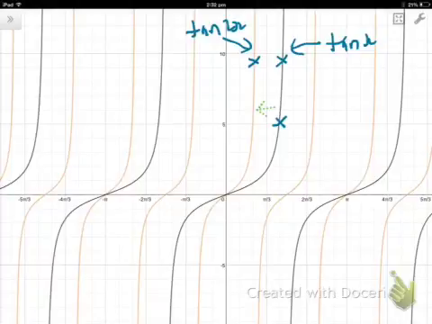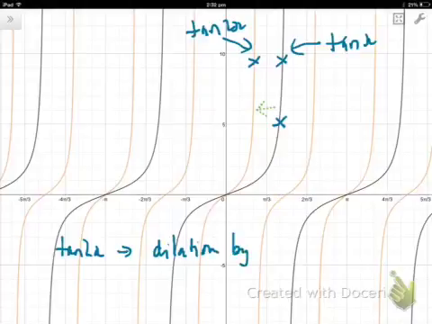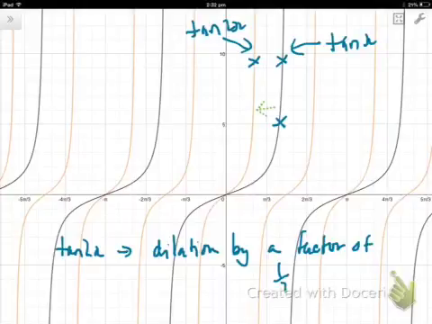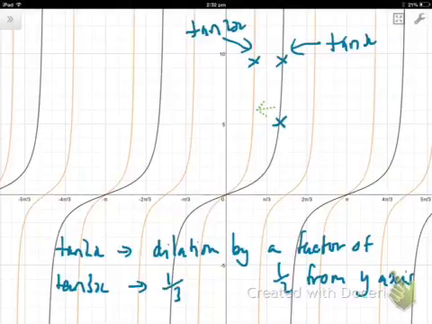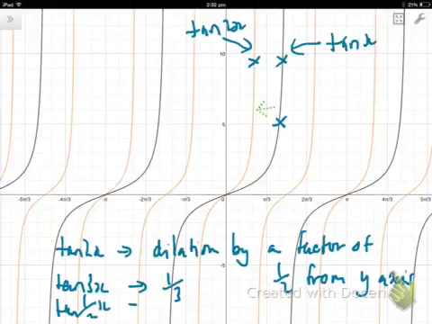So let's write that out. Tan 2x, dilation by a factor of a half from y-axis. Now obviously if that was tan 3x, that would be a dilation of a third from the y-axis. If it was tan a half x, would be a dilation by 2 from the y-axis.